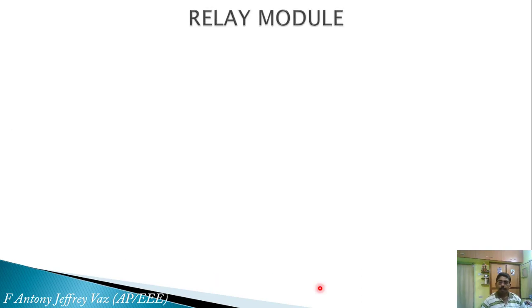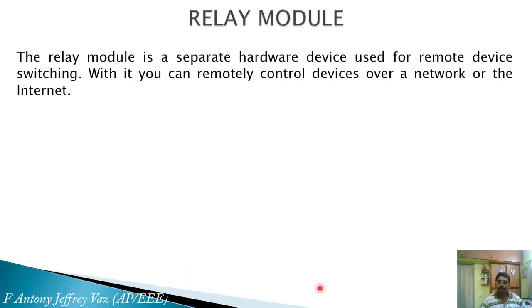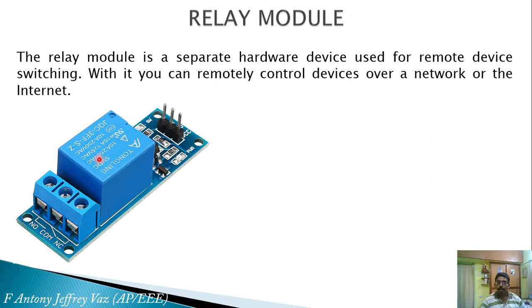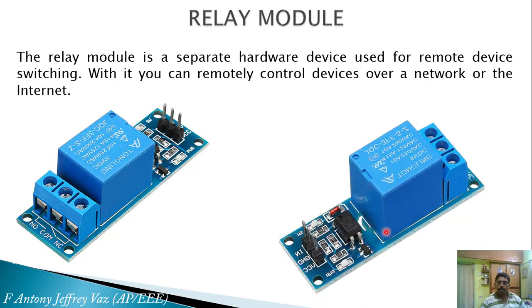We are going to the relay module. You already know the basics of a relay as I have explained in the previous video. Now I will tell you about relay modules. These are a separate hardware device used to control your devices remotely. This is a relay you have seen earlier. To drive this relay we need some accessory components. You can see them clearly in this picture. This is the relay, and here you have the driver circuit of the relay. These are the necessary components to drive this relay.